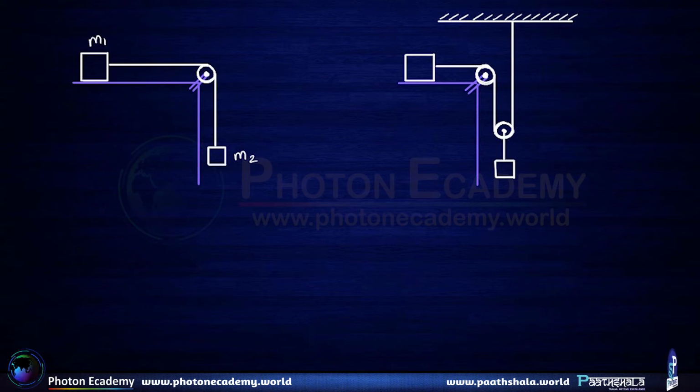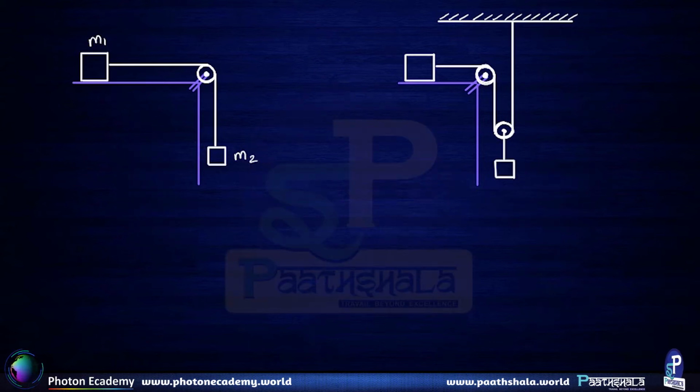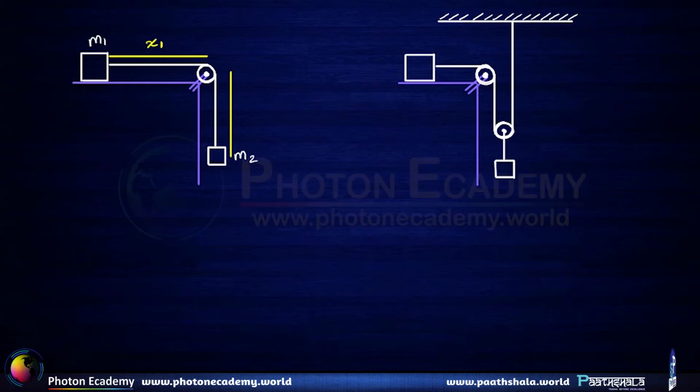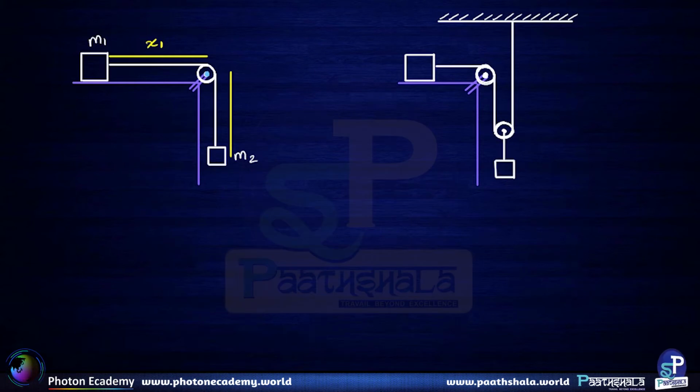So in this particular case, we can observe that the length of the string is constant. So basically this particular distance, let me call this distance x1. Mind you, we are always trying to measure distances from a rigid support. Currently we are taking this point, the center of the axle of the pulley, to be the rigid, fixed support from which we are measuring the distances. This particular distance happens to be x2.